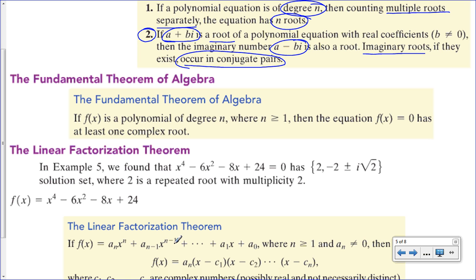So if f of x is a polynomial of degree n, where n is greater or equal to 1, then the equation f of x equals 0 has at least one complex root. Now, let's go over it again.